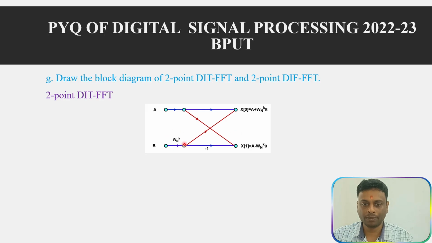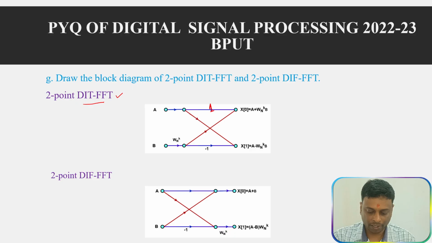W_N to the k is the twiddle factor. This is minus 1 because of the minus sign, and we can write 1 over here also, so it is 1, 1. So this is basically decimation in time. Similarly, for the flow graph of decimation in frequency FFT, we have 2 points, A and B. Corresponding to the input A, the output will be A plus B. Corresponding to the input B, the output will be A minus B, all into W_N to the power k. So this is the flow graph of the 2-point DIT-FFT and DIF-FFT.